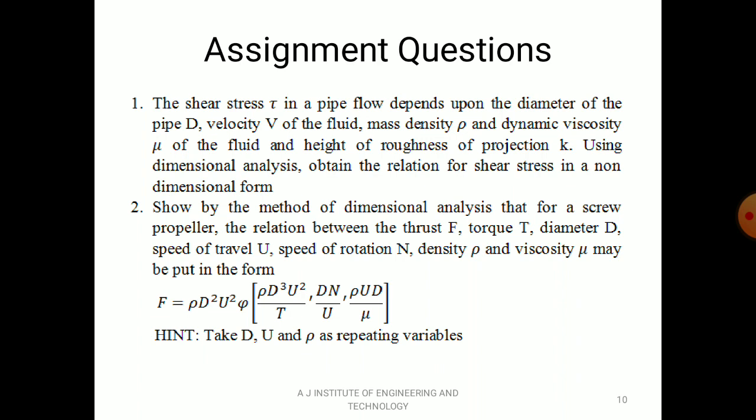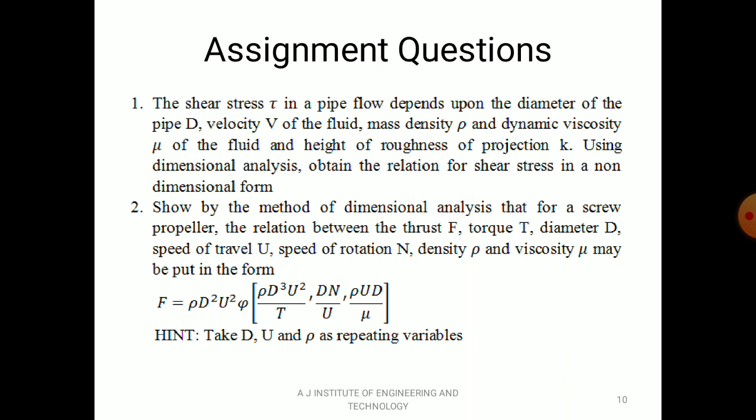The second one: show by the method of dimensional analysis that for a screw propeller, the relationship between thrust F, torque T, diameter D, speed of travel U, speed of rotation N, density rho, viscosity mu may be put in the form of F equal to rho D square U square phi of rho D cube U square divided by T, comma DN by U, comma rho U D divided by mu.